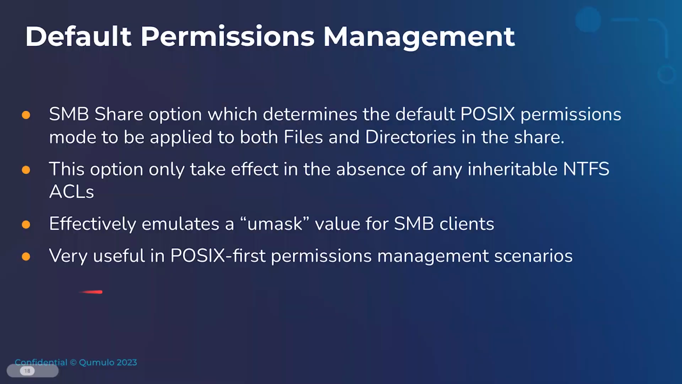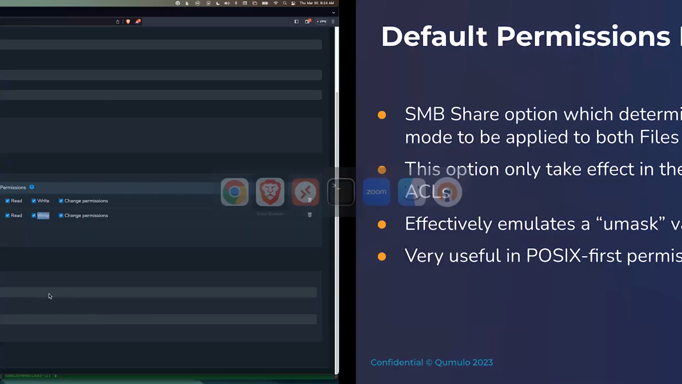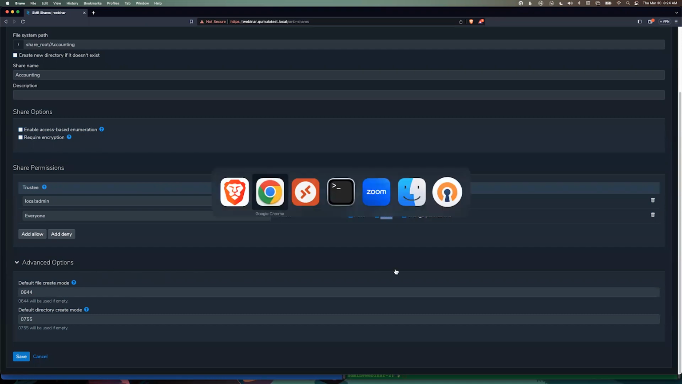So this is very useful if you follow a POSIX first permissions management scenario and you want to ensure that your SMB clients do the right thing. So this basically emulates a UMask value for your SMB clients. But it does not really force a mode, which is kind of a source of confusion sometimes. So this is not forcing a mode. It's only applying it if there are no inheritable permissions.